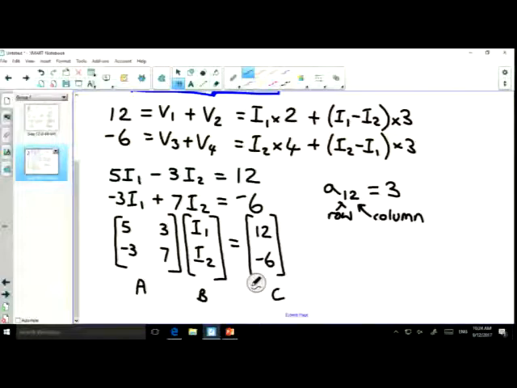Right, multiplication of matrices. The one on the left has to have the same number of elements in the row as the one you're multiplying by has in its column. And the way it works, you can see that the first equation was 5i1 minus 3i2. Oh, have I done that wrong? Sorry, that should have been minus 3.